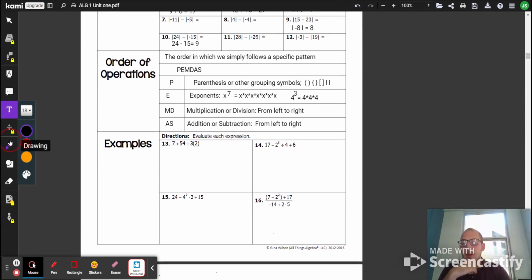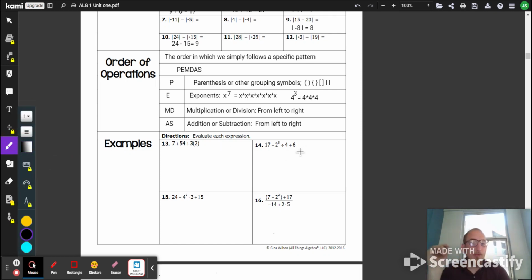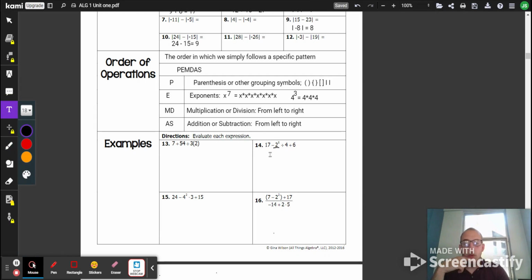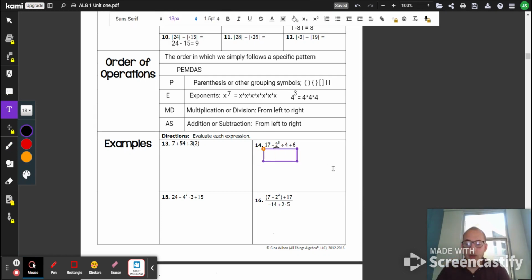So when we do these, we want to do them in order. So do we have any parentheses? No. Do we have any exponents? Yes. So I'm going to underline the exponents, and then we can type in what we know. What I like to do is go 17 minus, and then leave just a little space to say, hey, maybe we can put something there. And then we'll do divided by 4, and then plus 6.